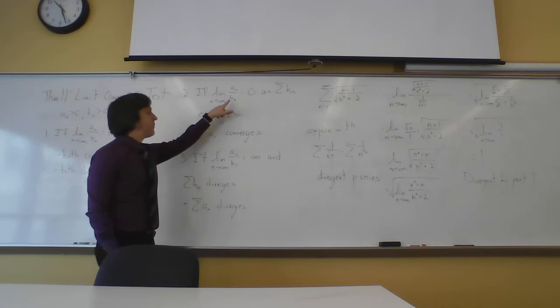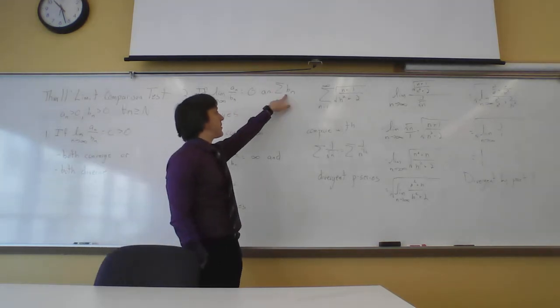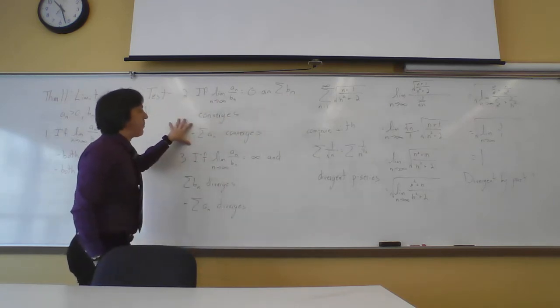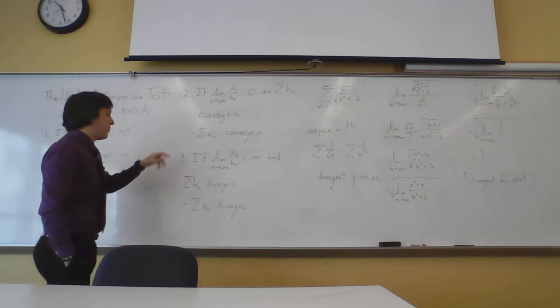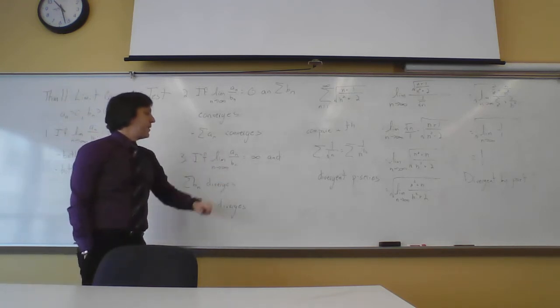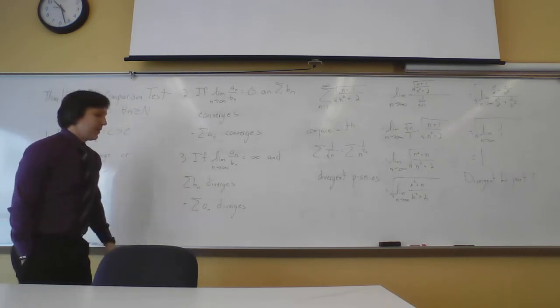If the limit as n goes to infinity of a sub n over b sub n is equal to 0 and the sum of the bottom terms converges, then the top also has to converge. The sum of the a sub n's converge. And finally, if the limit as n goes to infinity of a sub n over b sub n is equal to infinity, and the sum of the b sub n's diverges, then the sum of the a sub n's also diverges.